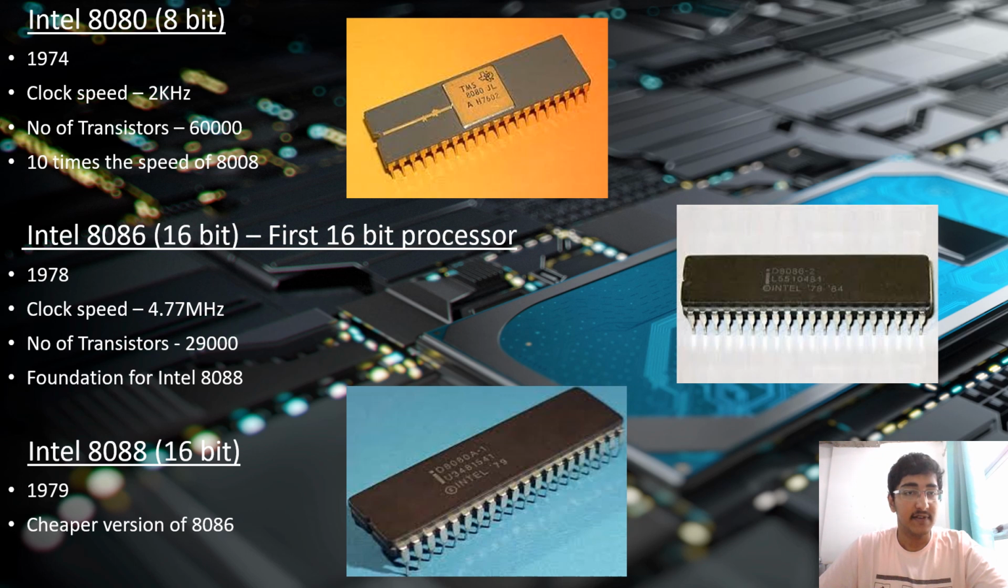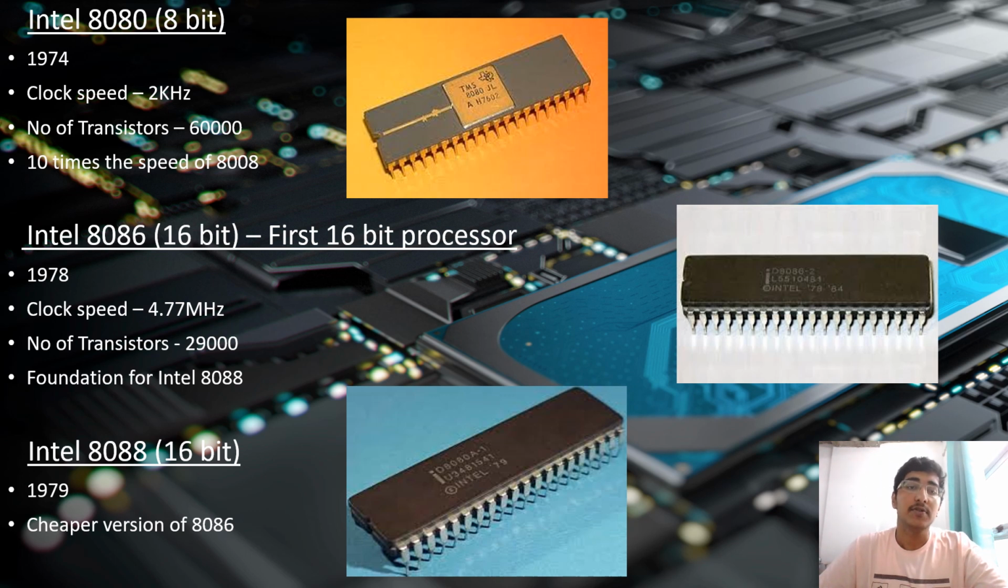Moving on to the next one, we see Intel 8086. Now this was again a transition from the 8-bit to a 16-bit processor. This was the very first 16-bit processor that was created by Intel. It was developed in the year 1978 with a clock speed of 4.77 megahertz. Number of transistors was 29,000. It laid the foundation for the Intel 8088.